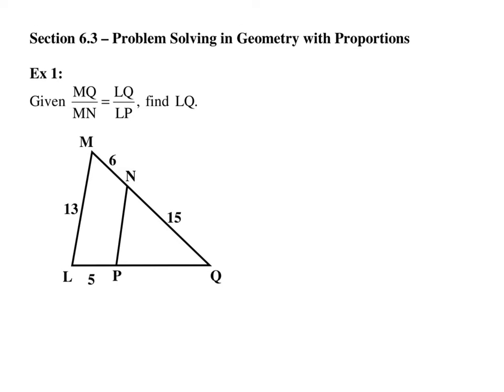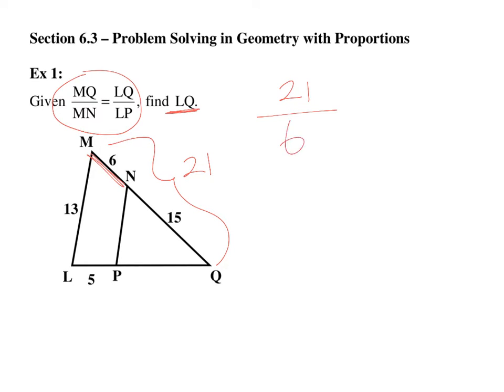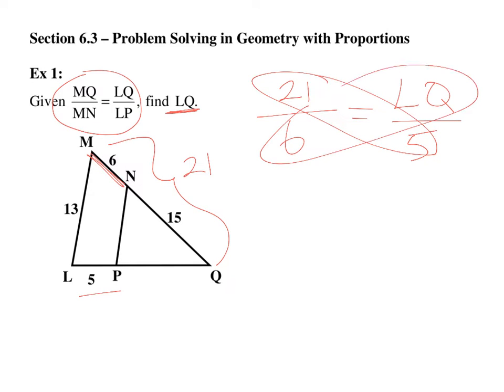All right, starting section 6.3, problem solving in geometry with proportions. They give you the proportion to start with, and you have this diagram, and we have to figure out this length. What's the length for MQ? It's 21. So I have 21 over MN, which is 6, equal to LQ over LP, which is 5. With this setup, I can easily solve for LQ.